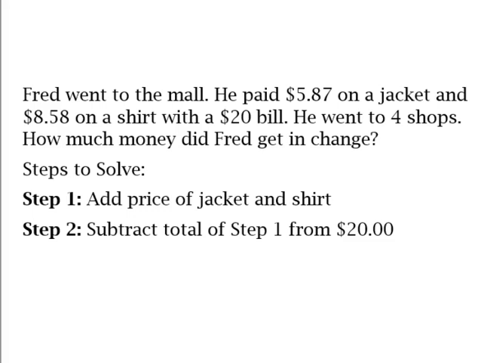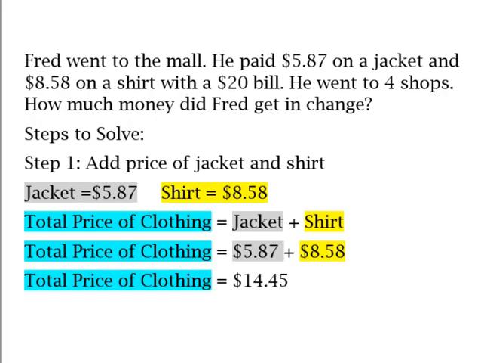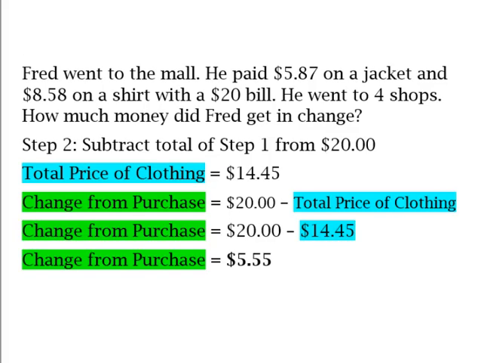Let's look at step 1. For step 1, we are adding the price of the jacket and shirt. The jacket is $5.87 plus the shirt is $8.58. When we add those totals together, the price of the clothing is $14.45. Now let's see how much change Fred will receive back.